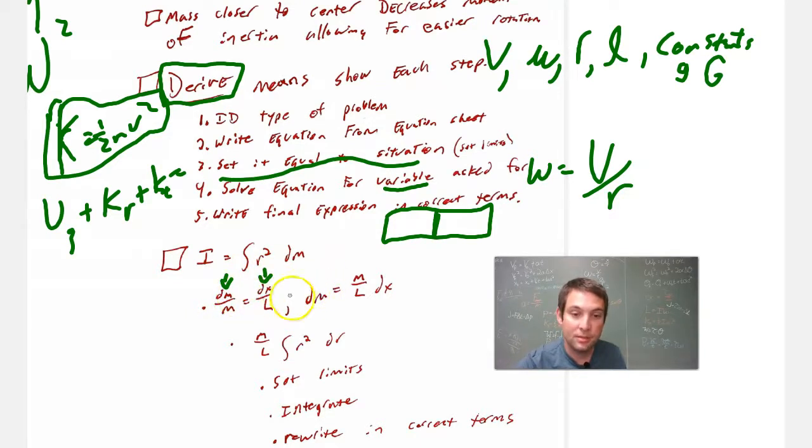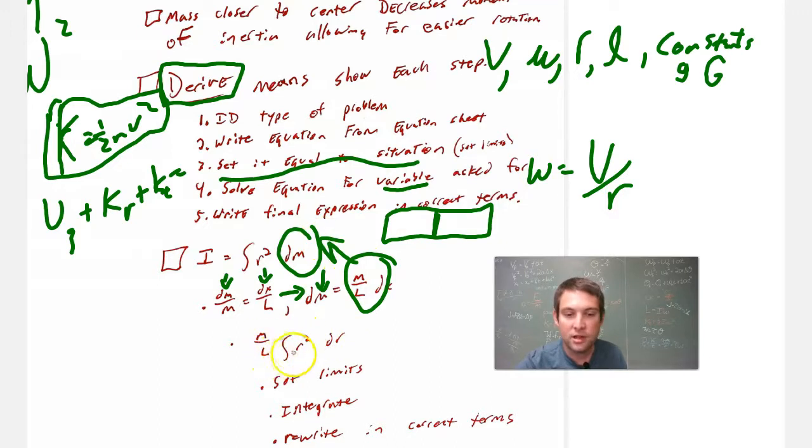So solving for dm, we get m over L times dx. All of that came from here. M over L is constant, and we're taking this, substituting it in up here, and pulling out the m over L, which is constant, integrating r squared dr. Then we're going to set our limits. Those limits could be 0 to L, and then we're going to integrate. Rewrite it in correct terms. If you're not familiar with that, it's okay. It's going to be 3-4 points on the entire exam. So don't stress about that.